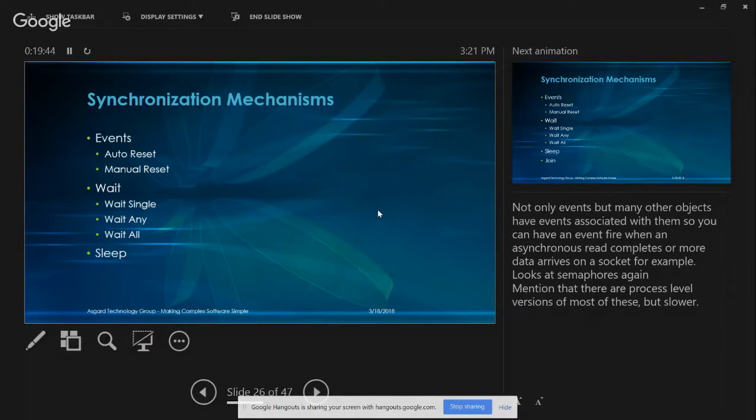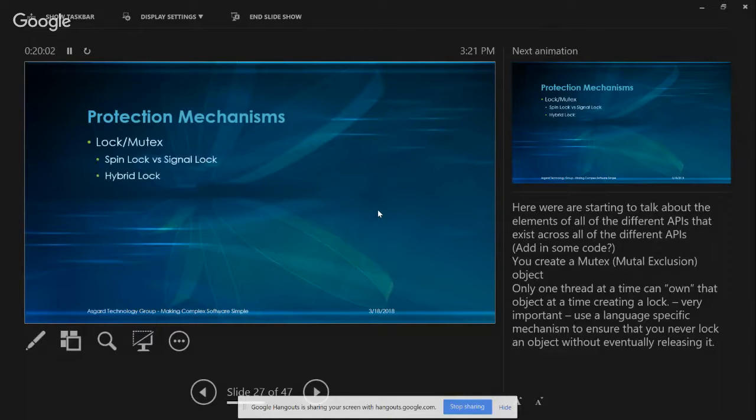Sleep, once again, you can use it, but I don't recommend it because polling is bad. Basically, you're saying, sleep for 50 milliseconds, check something. Sleep for 50 milliseconds, do something. You'd rather just use the event. Join is what I'm going to talk about.